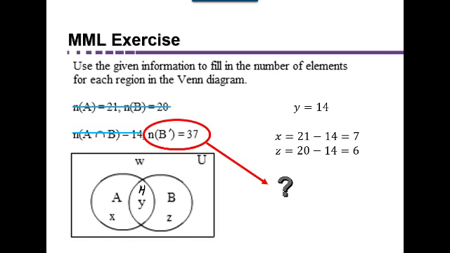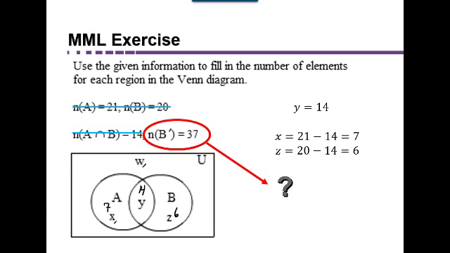So again, we have 14 in the intersection. We had 7 in the part of A that is not overlapping B. We have 6 in the part of B that's not overlapping A. What is B complement describing? B complement is everything outside of B, so that's going to include X and W.